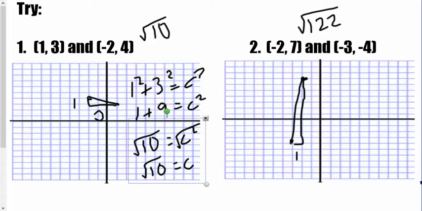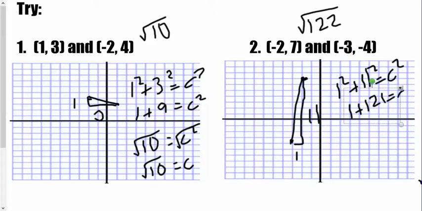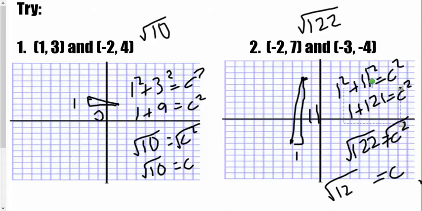It has a base of 1 and a height of 1, 2, 3, 4, 5, 6, 7, 8, 9, 10, 11. So that would be 1 squared plus 11 squared equals c squared, meaning 1 plus 121 equals c squared, or 122 equals c squared. Taking the square root of that, I get c equals the square root of 122. We can't break that down because it's only divisible by 2, and 61 is a prime number.